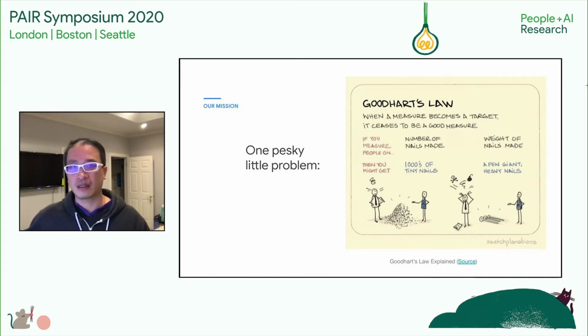So this concept of Goodhart's law has been well known in sociological and economic circles, and sometimes it's also referred to as Campbell's law. There are subtle differences between the two, but the point is that metrics are pesky and they're difficult to work with for these reasons.